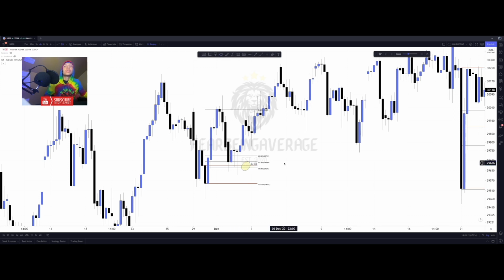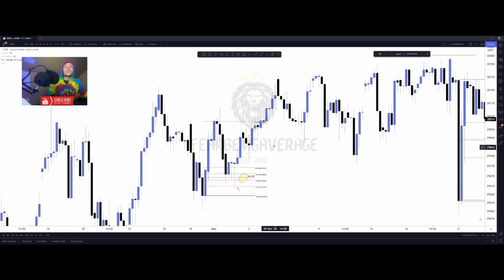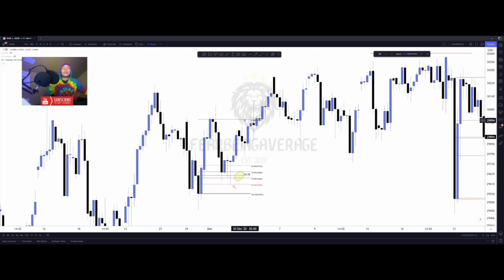Two confluences already. Let's put the 50% of the 4-hour order block to refine it. Let's see if price got even lower. It got even lower to the pip, just like this. It respected all of them, started closing above all. And then what could we have done? Let's say all the way down here is when we were getting into the trade.